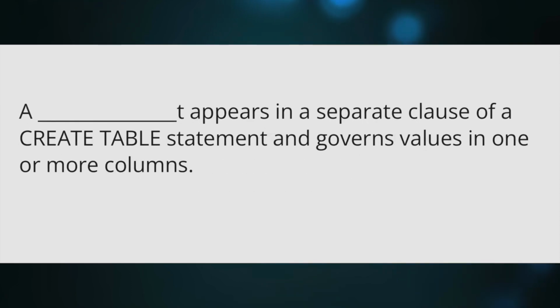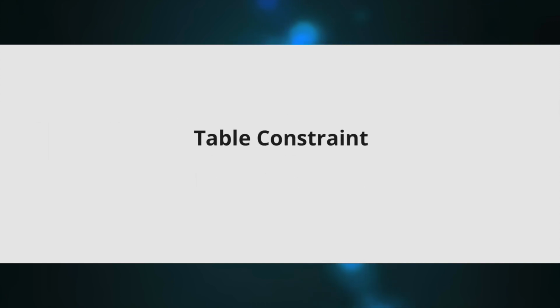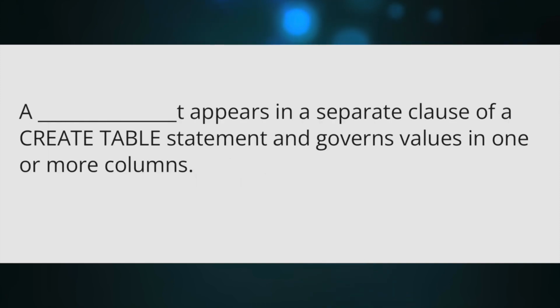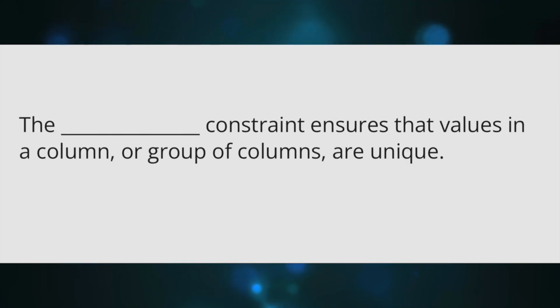A blank appears in a separate clause of the create table statement. It governs values in one or more columns. Table constraint. Same thing. We're just constraining different things. This now is constraining the whole table. The blank constraint ensures that values in a column or group of columns are unique. So the unique constraint, again, ensures the values in a column or group of columns are unique.